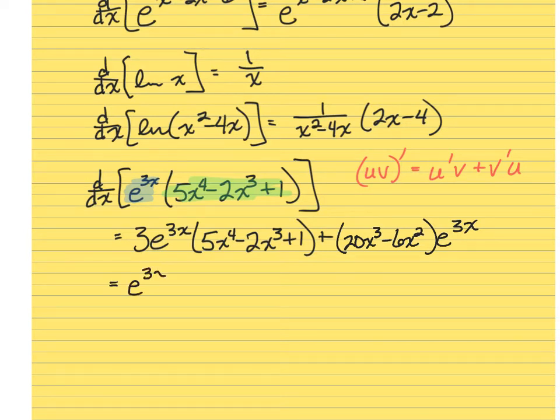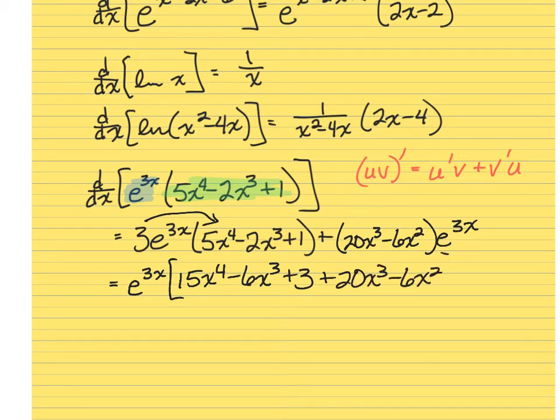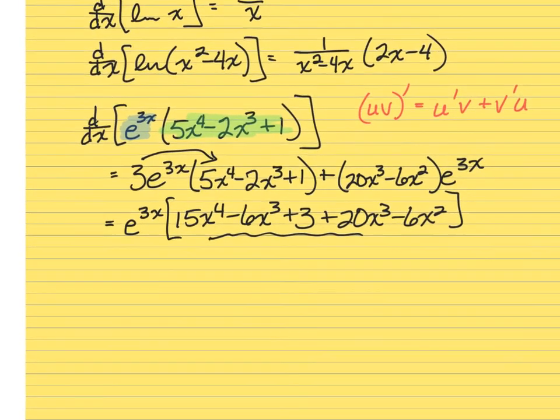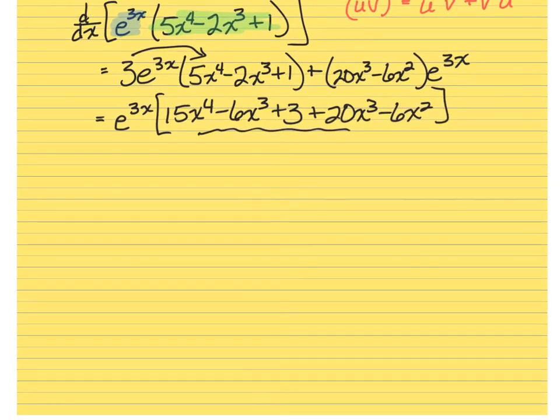The big trick here is to factor out an e to the 3x from everything. And so when I do that, I can then multiply the 3 through, distribute it through. So I get a 15x to the fourth minus 6x cubed plus 3 plus 20x cubed minus 6x squared. And then, of course, we can simplify this polynomial. We'll leave it to that. But that is the derivative of that. So that's an example of our product rule.